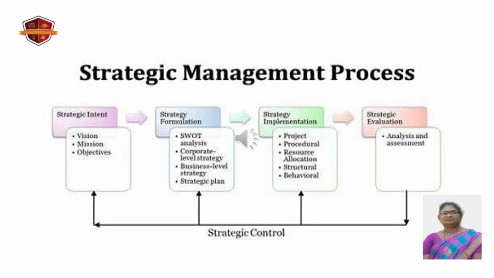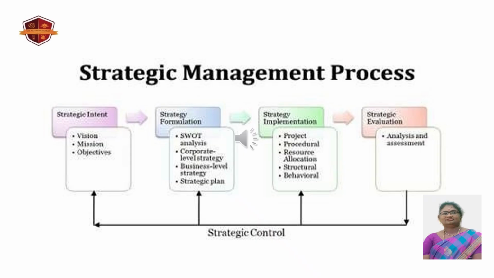Next process is strategic formulation. Strategic formulation includes all the aspects like SWOT analysis, corporate level strategies, business level strategies, and strategic plan. SWOT analysis includes the internal and the external aspects of the organization. The internal aspects depend upon the strengths and the weaknesses, focusing on the internal organization. Opportunities and threats: the opportunities are analyzed from the external environment, and the threats are the major or negative factors involved in the organization.